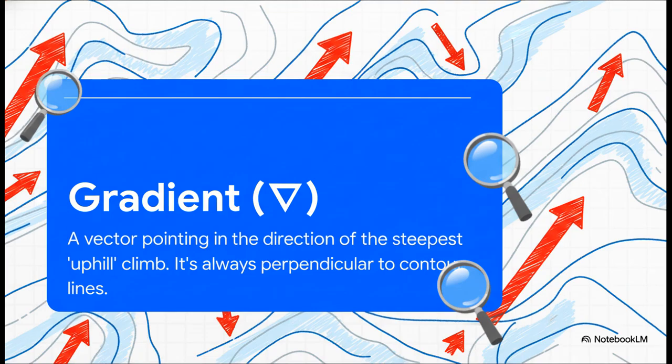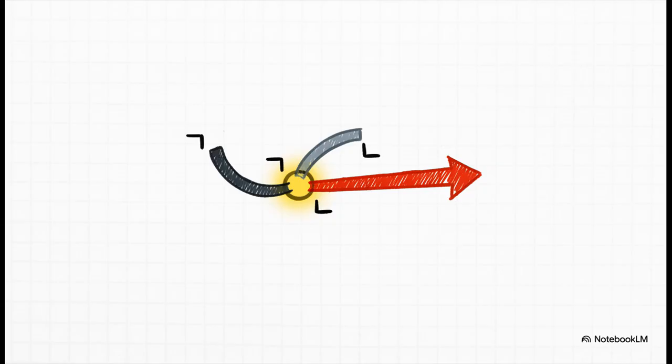At any point on our mountain, the direction of the steepest, most direct climb uphill has a name. It's called the gradient. And here's the cool thing about the gradient: it always points at a perfect 90-degree angle to the contour line at that exact spot. So let's connect the dots here.